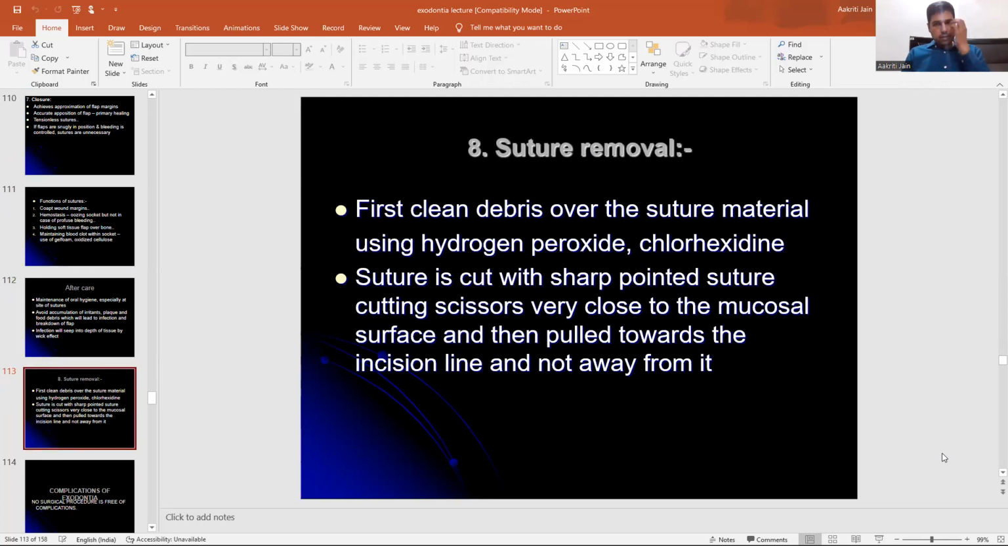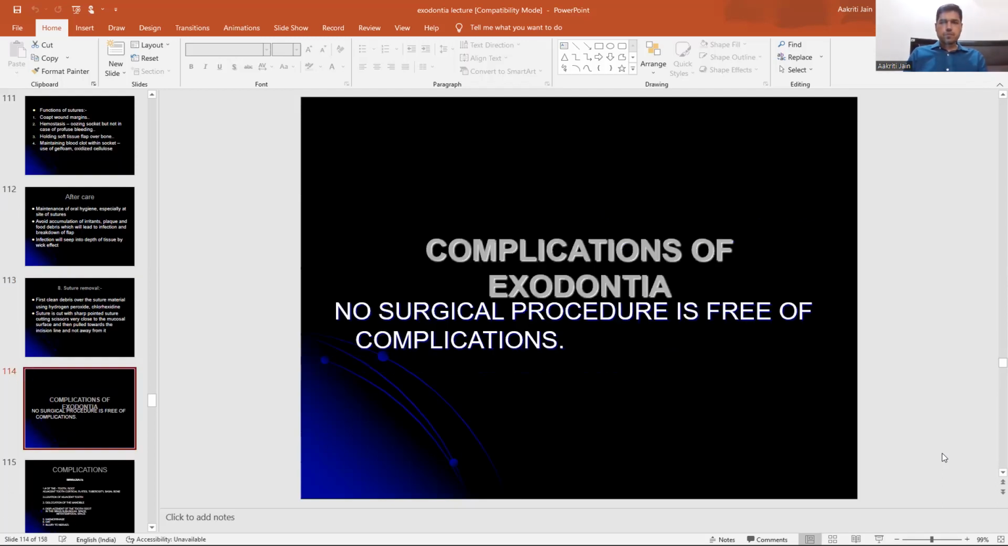After cleaning the debris over the suture material using hydrogen peroxide and chlorhexidine, the suture is cut with sharp, pointed suture cutting scissors very close to the mucosal surface and then pulled out toward the incision line and not away from it. Now comes the complications of exodontia. No surgical procedure is free of complications.